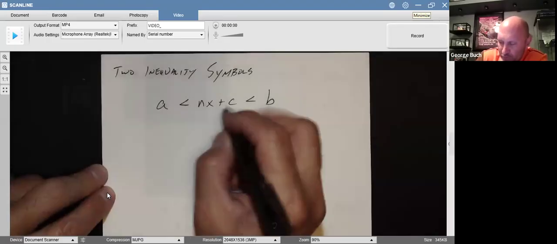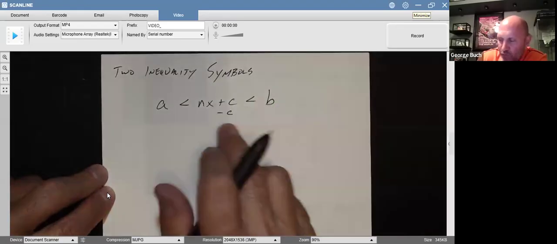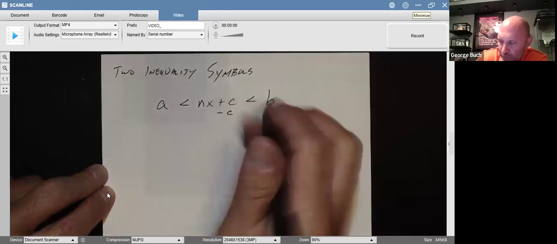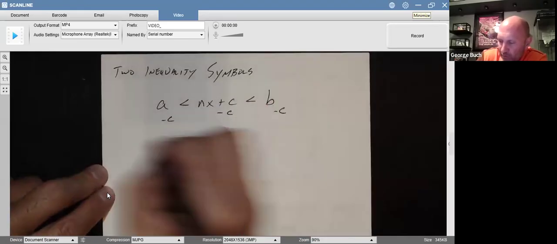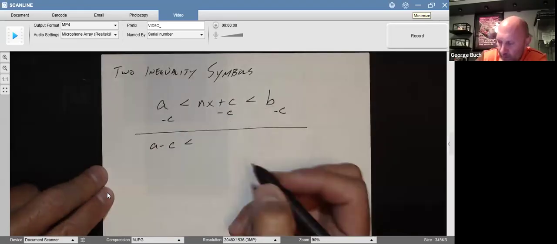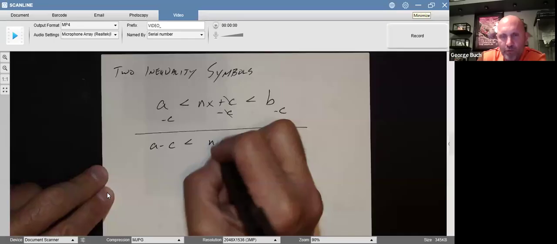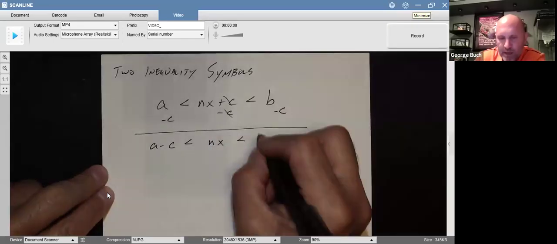So what do I have to do? I have to subtract c here. But now because I have two inequalities, I have two pieces, I have to subtract c everywhere. So on the left side, I get a minus c. These cancel out, so I just have that number times x, the coefficient. And here I have b minus c.